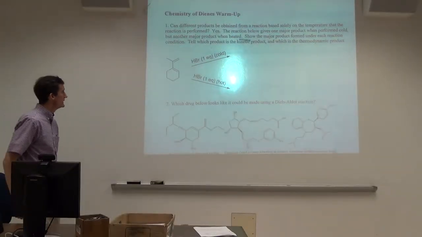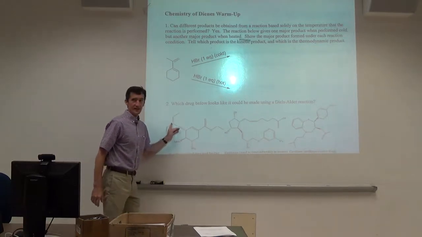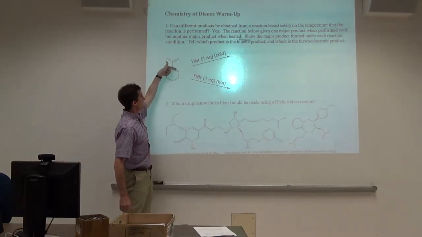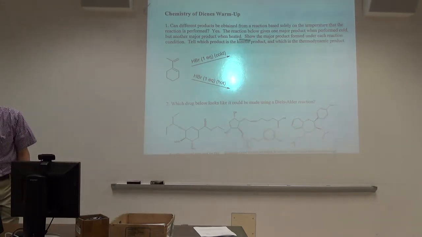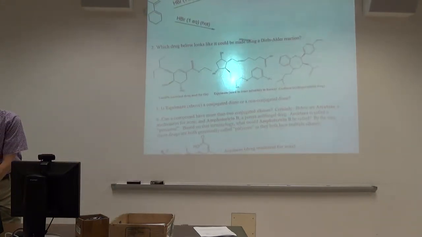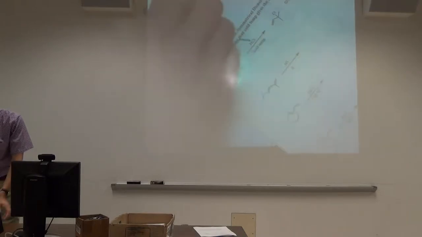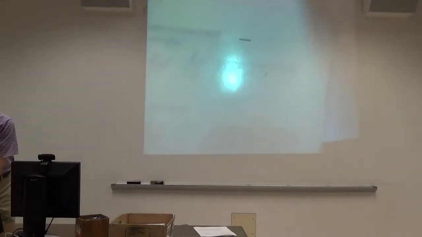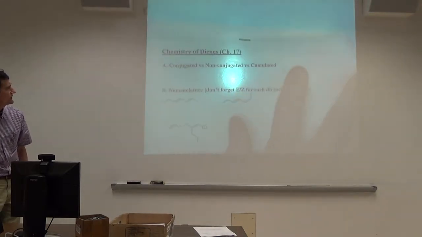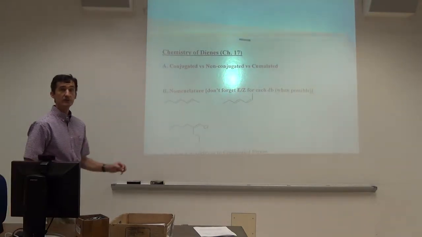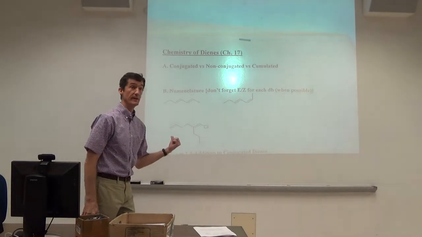Dienes. Double the fun, kind of like alkynes. We're going to have two enes, called a diene. There's a little warm-up sheet there. Some questions. Chapter 17. First thing, conjugated, non-conjugated, and accumulated dienes. We actually have already covered that. That was on the residence page.